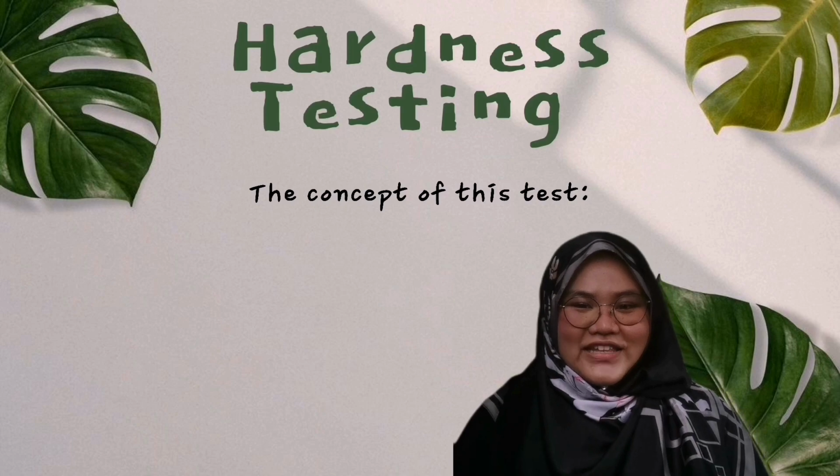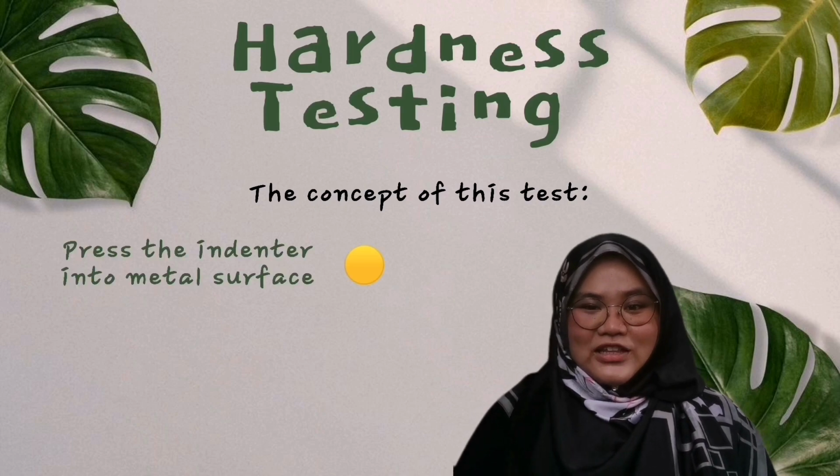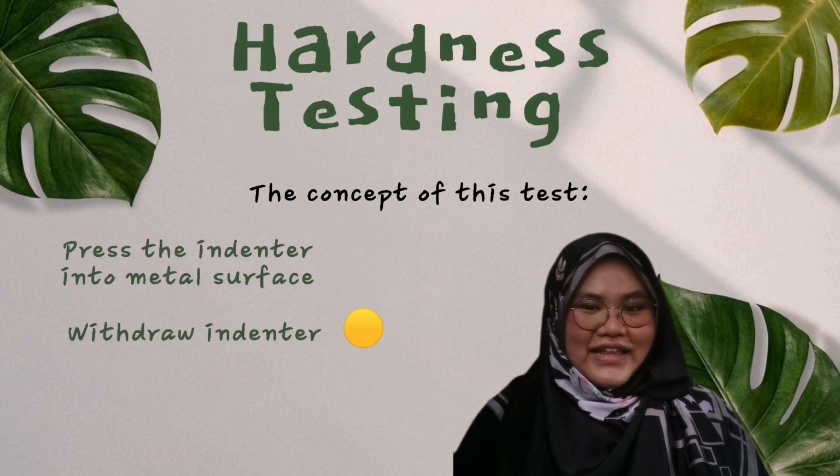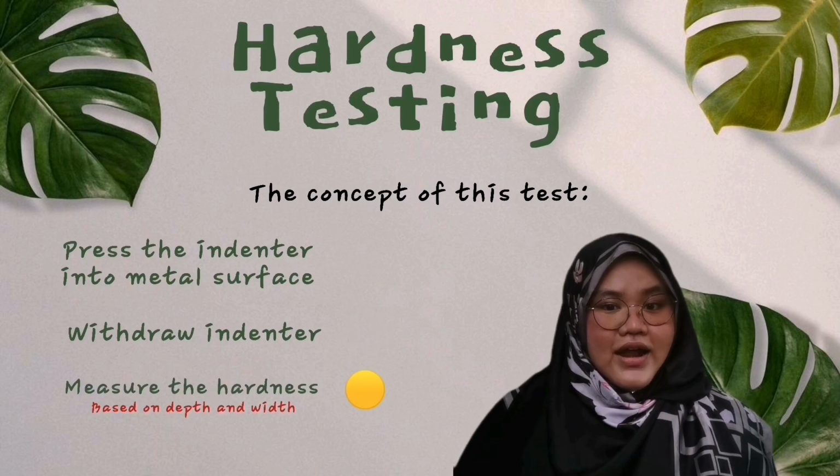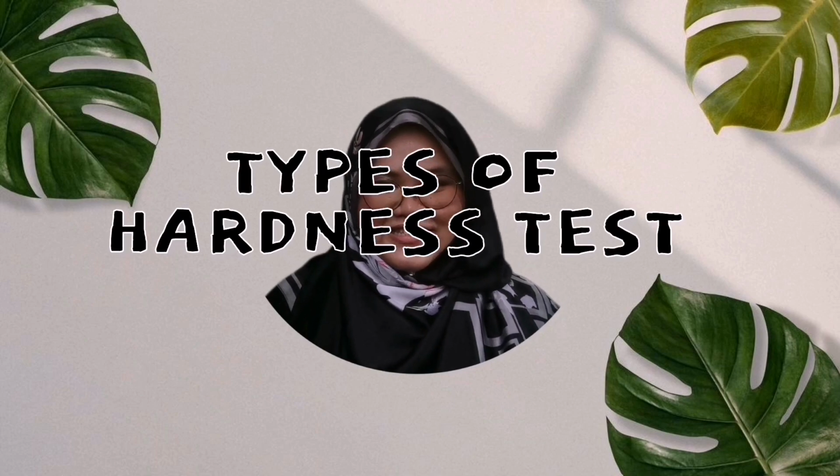Basically, the concept of this test is just to press the indenter into a metal surface, withdraw the indenter, and based on the depth and width of the indentations, we can measure the hardness. Let's go through the types of hardness tests.